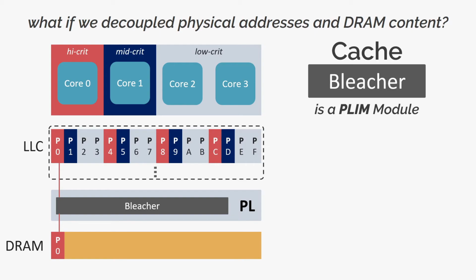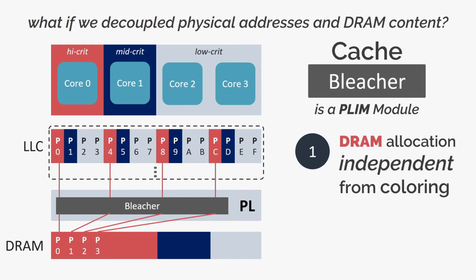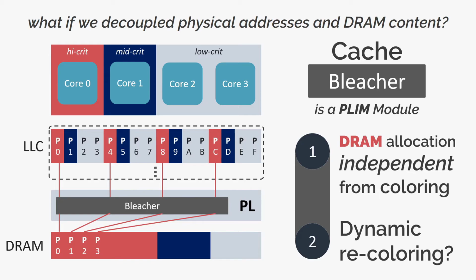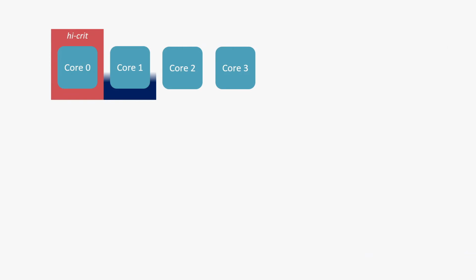So the bleacher essentially establishes this relationship where now we can allocate essentially contiguous memory in DRAM while we still keep our cache partitioned. And so now the DRAM allocation becomes independent from coloring, and we also have a benefit in terms of the fact that we can now efficiently carry out dynamic recoloring. Why before was it not possible to perform dynamic recoloring?